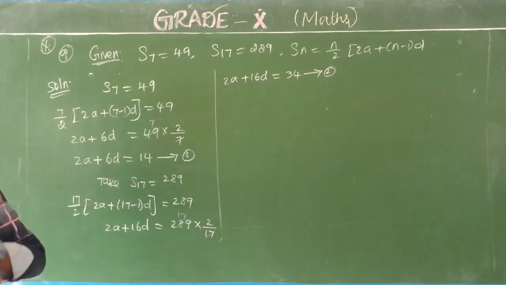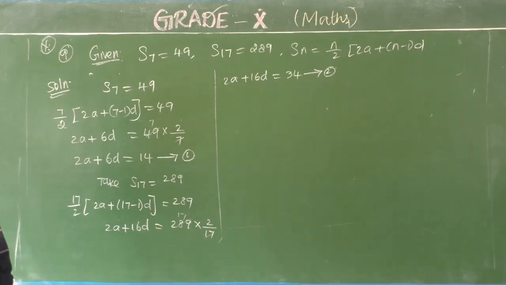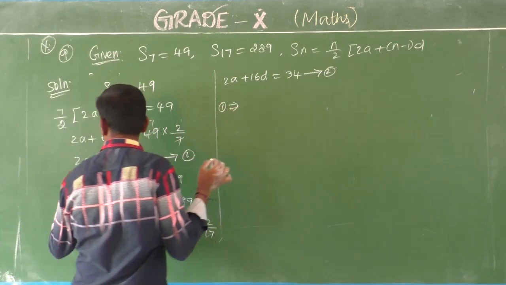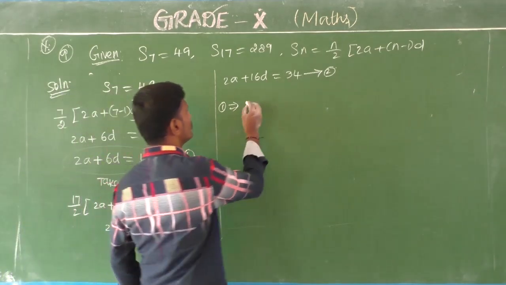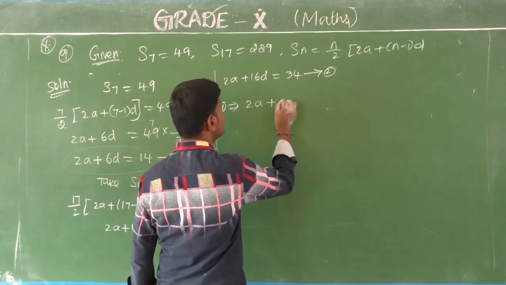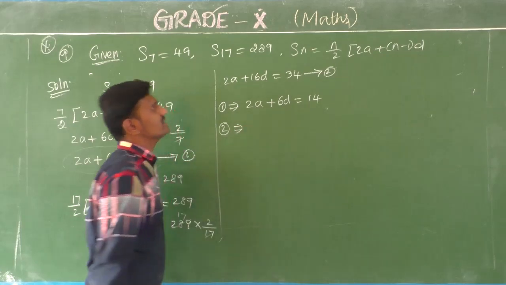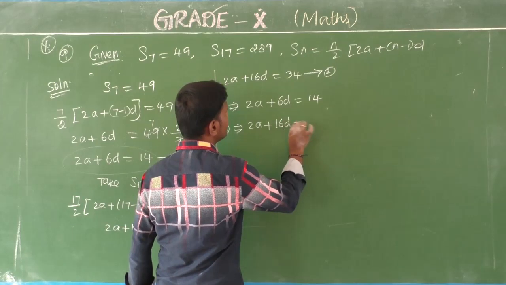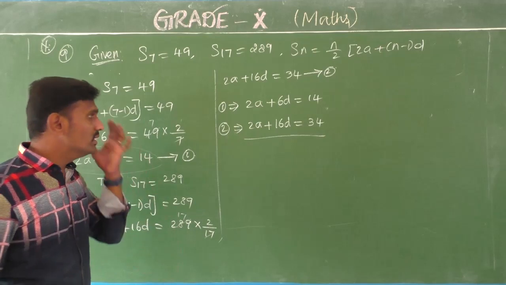Now I am going to solve these two equations. Here also if you have a common term 2, divide by 2 to get the simplest form. Or otherwise you have the same numbers only, so no problem. Okay, so take equation number 1, that is 2a plus 6d which is equal to 14. And equation number 2 is 2a plus 16d which is equal to 34. Now we want to change the symbol.